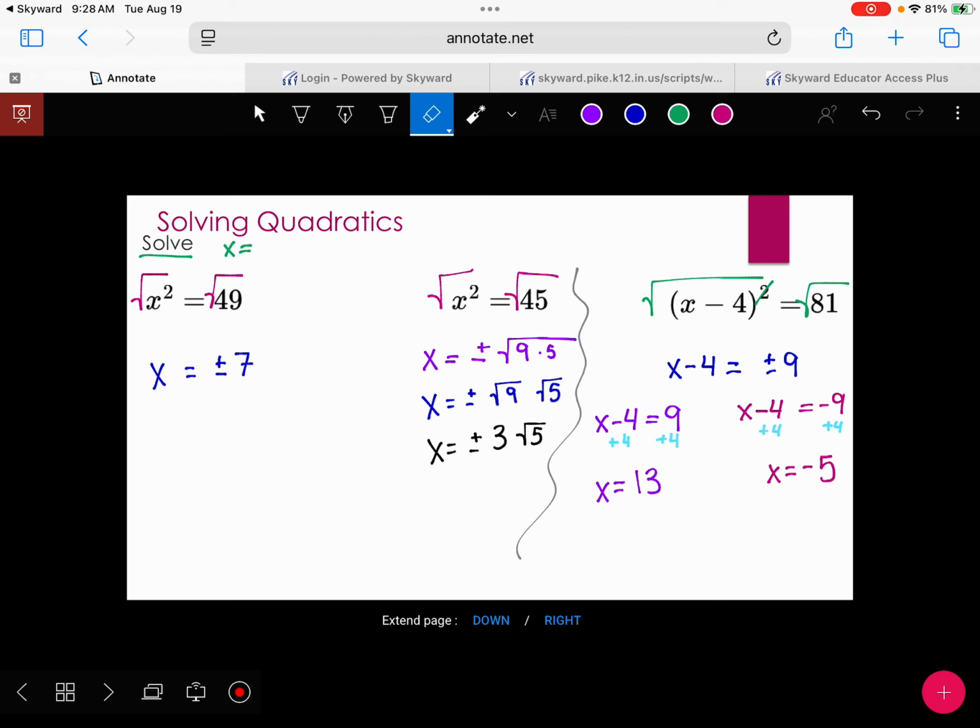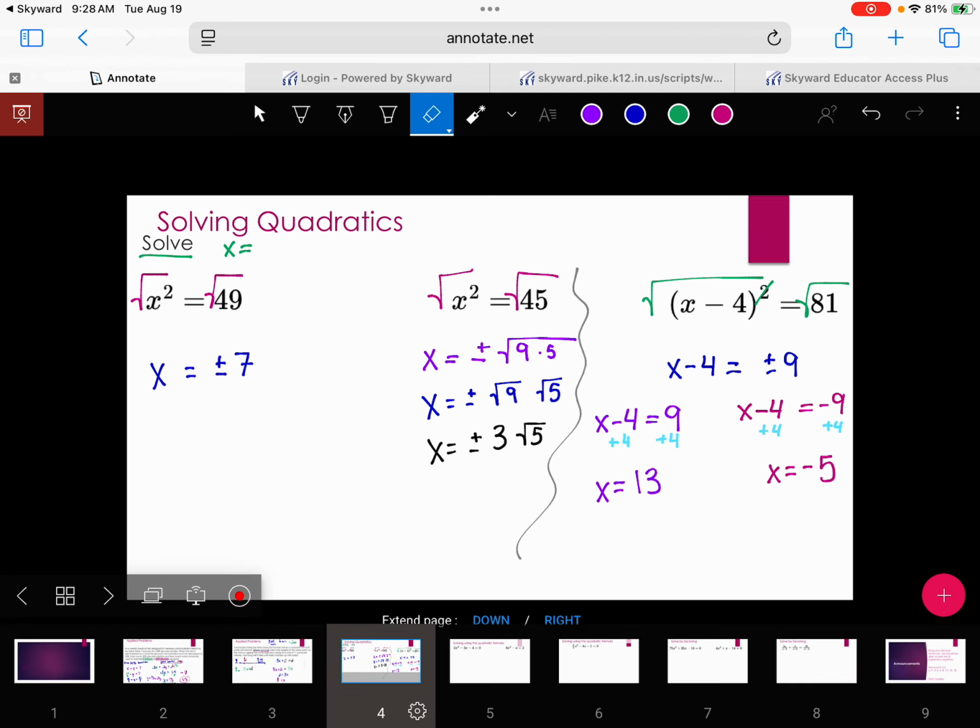Okay, questions on these three? Because I know it's been a second since we solved quadratics. We're going to practice some more.